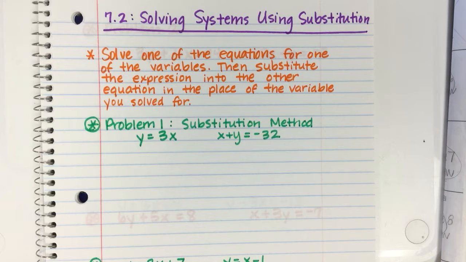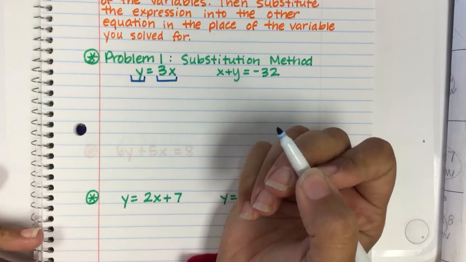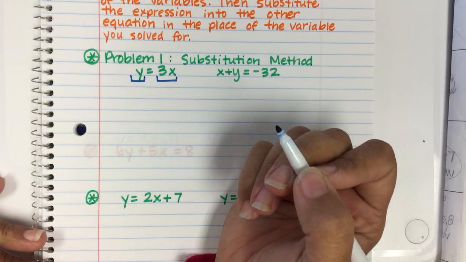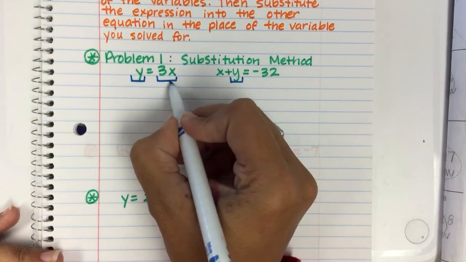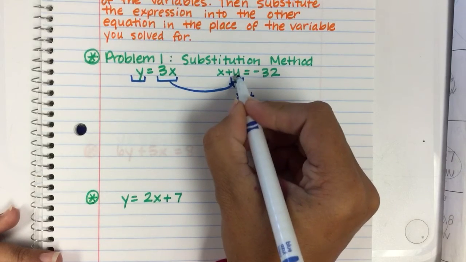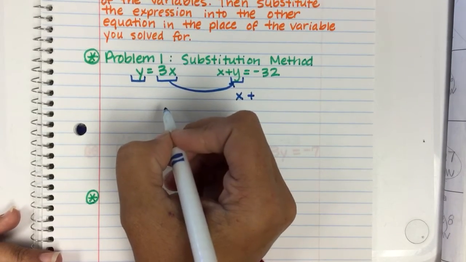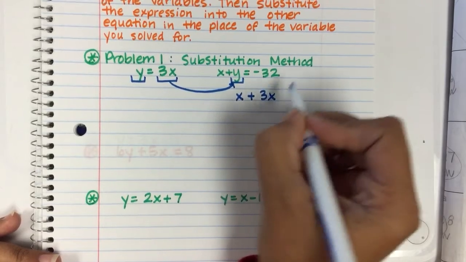All right, let me help that make a little bit of sense. In problem 1, we have y is equal to 3x. What we know about equations is that what's on the left is exactly the same as what's on the right. So y is the same as 3x. In this equation where we see y, we're going to put 3x in its place. So I'm going to have x plus y, and y is equivalent to 3x, so in the place of y, I'm going to plug in 3x.